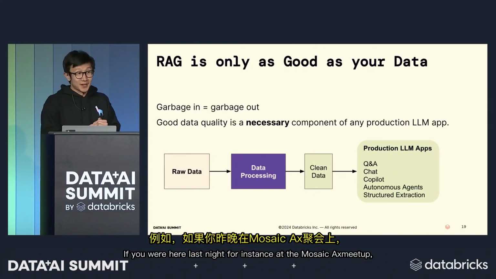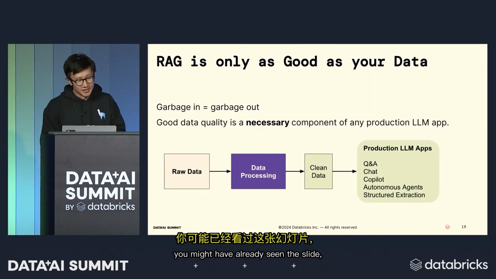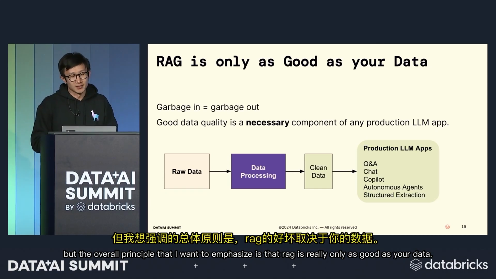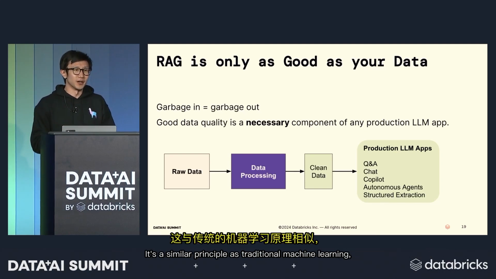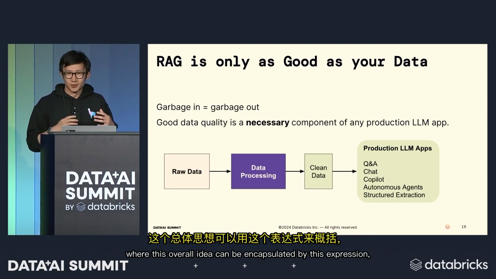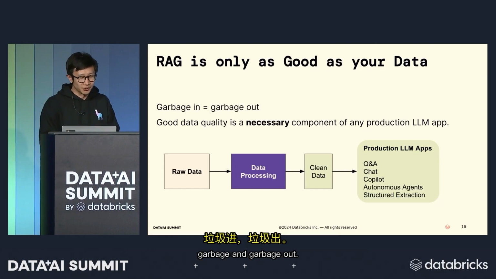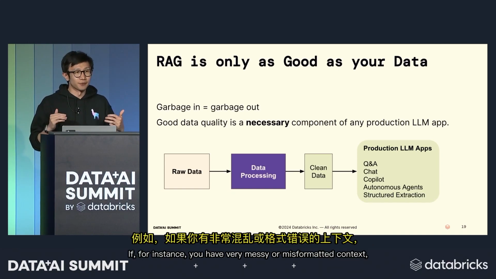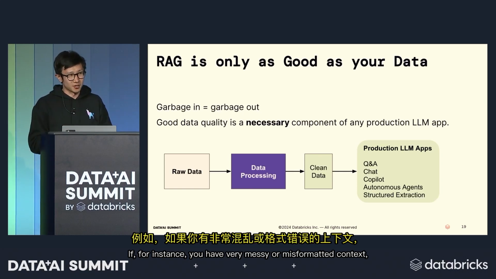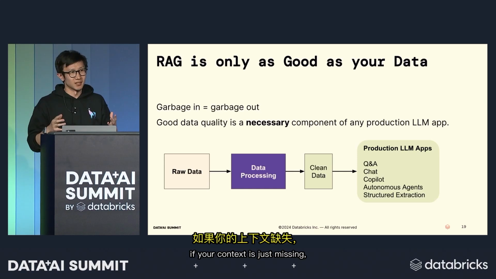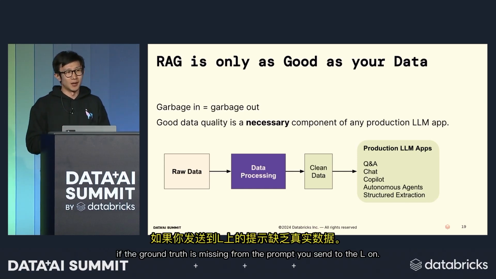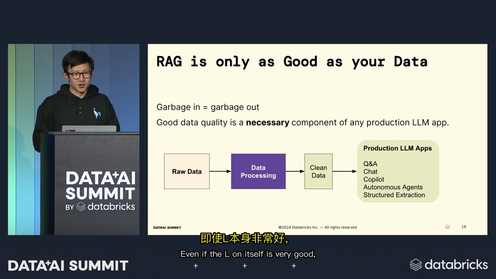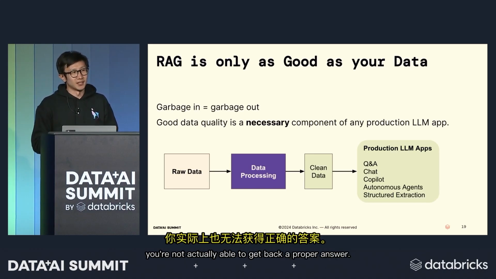If you were here last night, for instance, at the Mosaic X meetup, you might have already seen this slide. But the overall principle that I want to emphasize is that RAG is really only as good as your data, right? It's a similar principle as traditional machine learning, where this overall idea can be encapsulated by this expression, garbage in, garbage out. Good data quality is a necessary component of any production LLM app. And it's very intuitive. If you have very messy or misformatted context, if your context is just missing, if the ground truth is missing from the prompt you send to the LLM, even if the LLM itself is very good, you're not actually able to get back a proper answer.